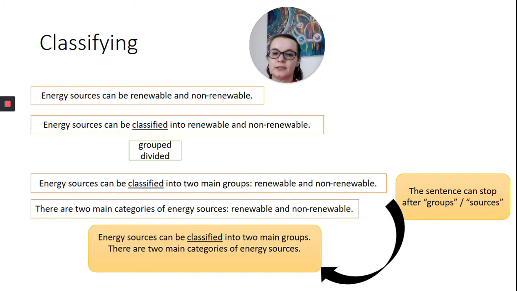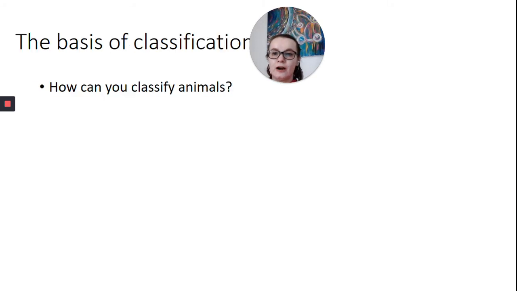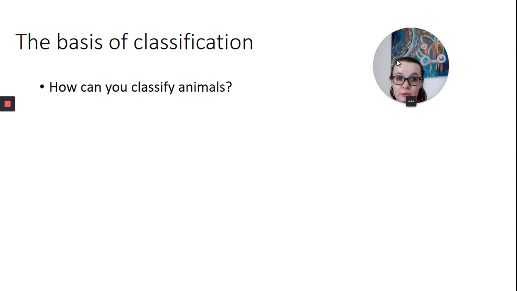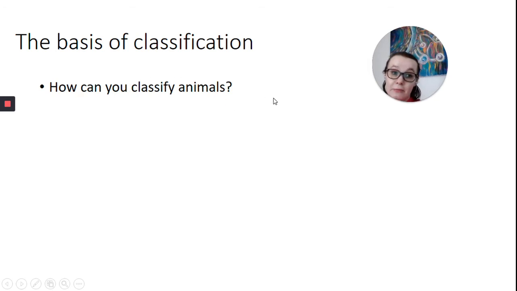That's the rule. All right. Also, one more thing I would like to talk about is the basis of classification. So can you think how you can classify animals? I'm sure you know about animals. I know you've studied at school, or maybe you have already studied at the university. So how can you classify animals? Can you think of the ways? Can you pause the video and think of the ways you can group them or divide them into groups?